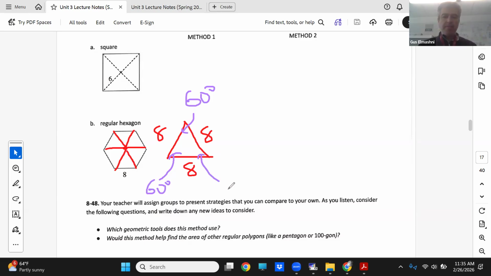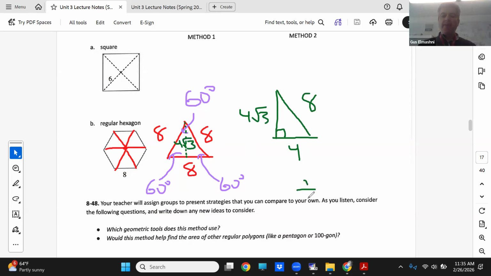So that's lovely. We have something very simple to work with. Then you can chop it in half to make this. If I do that, that's 8. What's that going to be? 4, because you're cutting that in half. And if you use your 30-60-90 ratios, 4 root 3. So now that's 4 root 3.